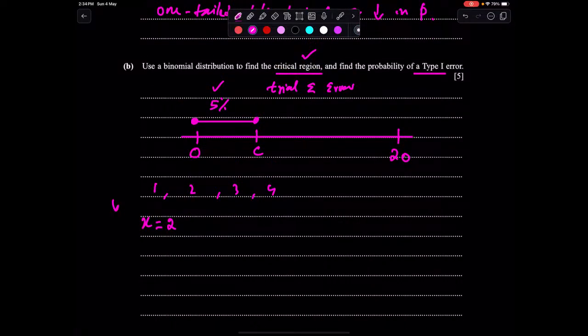So let x be 2. So check this probability. X less than equal to 2. Why less than equal to 2? Because it is a lower tail test. So when a test is lower tail, always write less than equal. So 0, 1, 2.